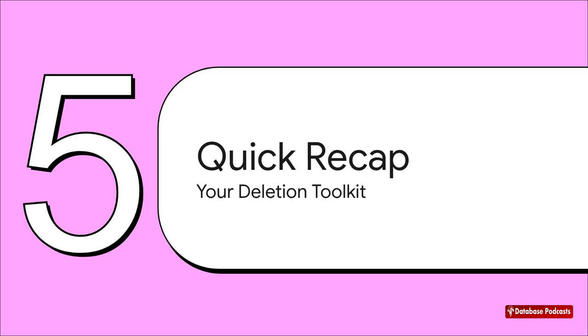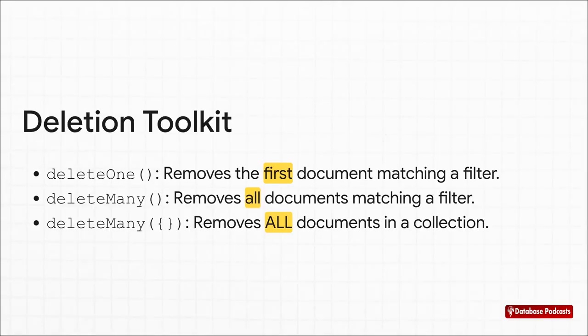Okay, we have covered a lot of ground pretty quickly, so let's take a second and do a quick recap of the 3 essential deletion commands that you've just added to your MongoDB toolkit. And here it is, all in one place. You're going to use deleteOne for that surgical precision when you need to remove just one document. You'll use deleteMany with a filter to remove a specific group of documents, and for that big reset button to clear an entire collection, you'll use deleteMany with an empty filter. It's simple, powerful, and incredibly effective.